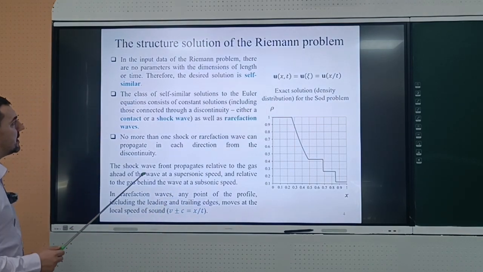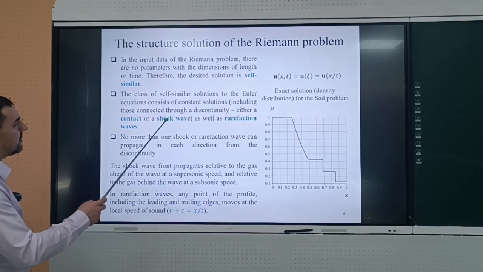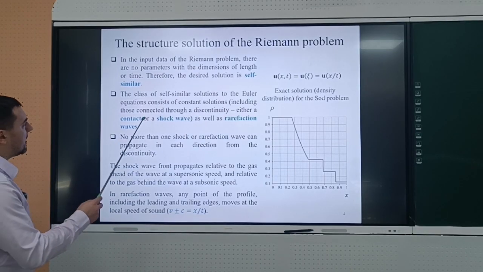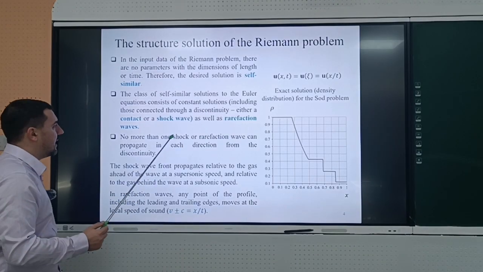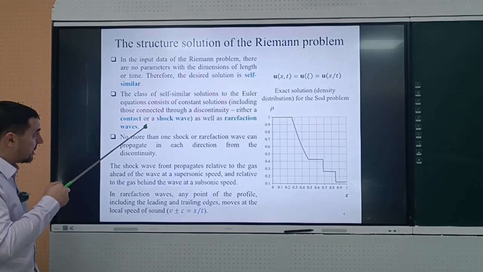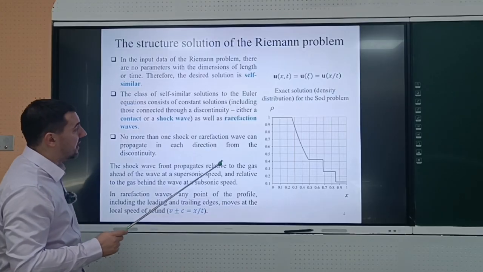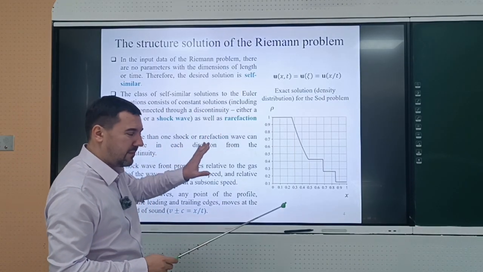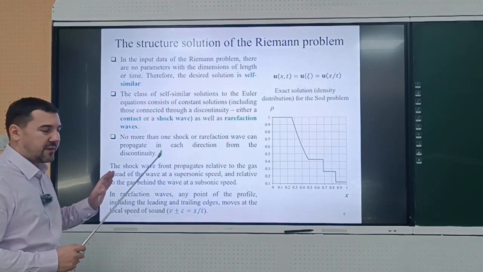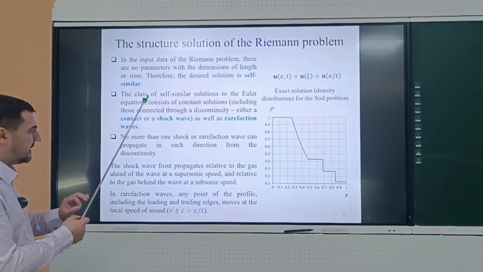And the class of self-similar solutions to the Euler equations consists of constant solutions, including those connected through discontinuity, either contact or shock wave, as well as rarefaction waves. Actually, we discussed the contact waves, shock waves, and the rarefaction waves. Today, I'd like to remind you the main results for rarefaction waves and explain the end of the previous lecture a little more in detail.